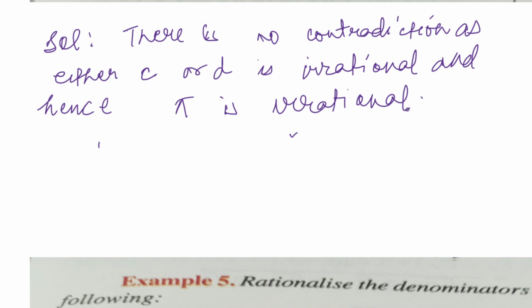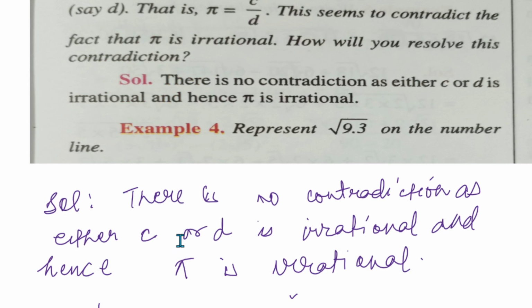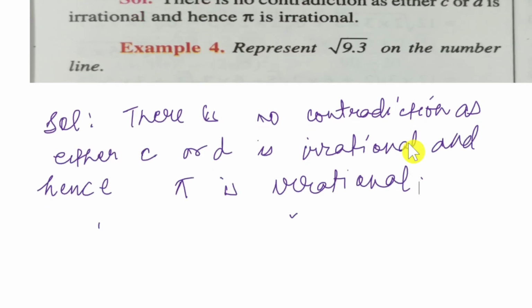Okay, so this is example number 3. So in example 4, this one, represent root over 9.3 on the number line. This I'll do later. We are left with root 2, root 3, those types of numbers, and how to represent all irrational numbers on the number line. Along with that, I'll do it. I'll bring this type of videos on this type of questions very soon. So I'll do it later.